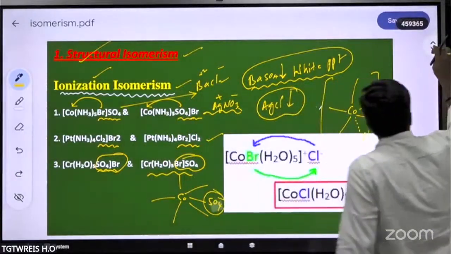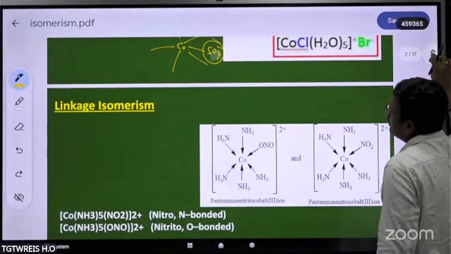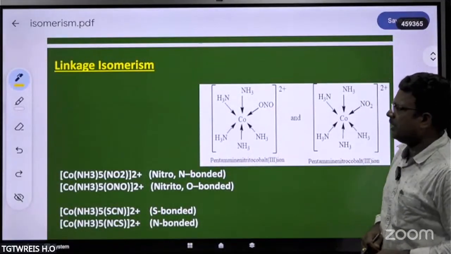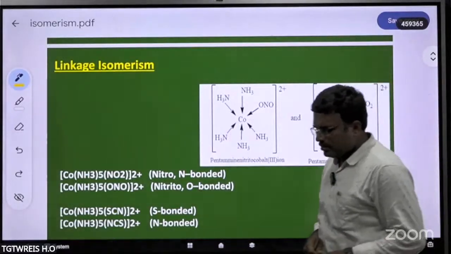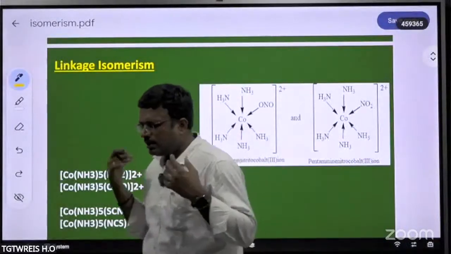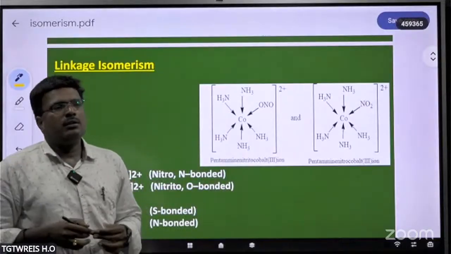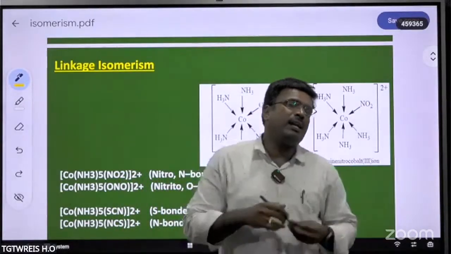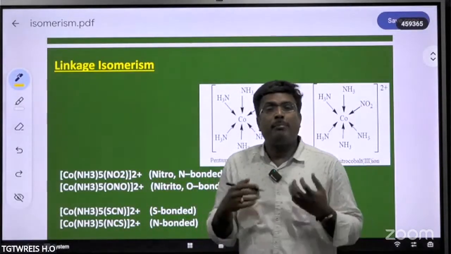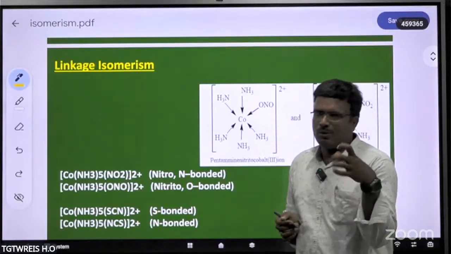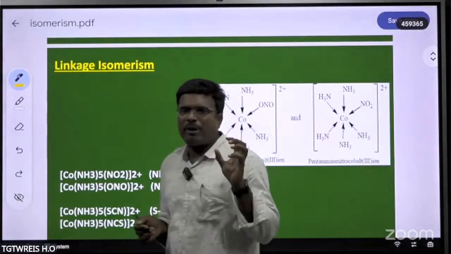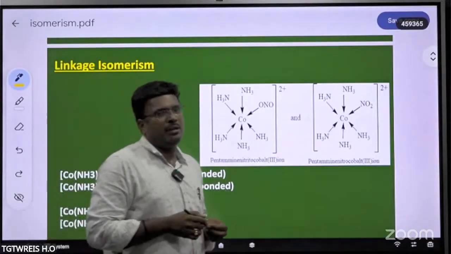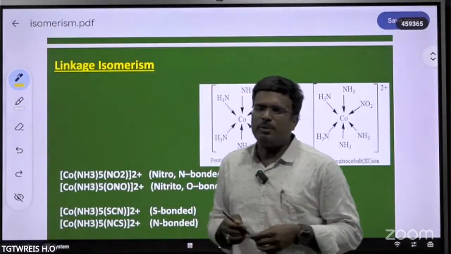Okay, the next one is the second one, linkage isomerism. Very very important. The previous class is already over. There are different types of ligands: monodentate and bidentate ligands. For example, chlorine, bromine are called monodentate ligands. Ethylene diamine is called bidentate.